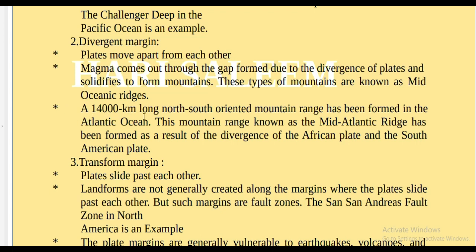A 14,000 kilometer long north-south oriented mountain range has been formed in the Atlantic Ocean. This mountain range, known as the Mid-Atlantic Ridge, has been formed as a result of the divergence of the African plate and the South American plate.